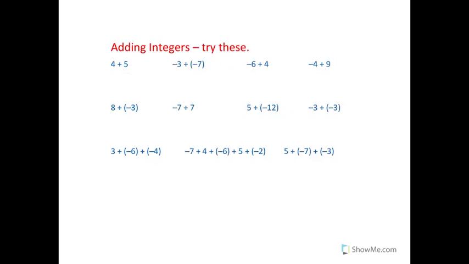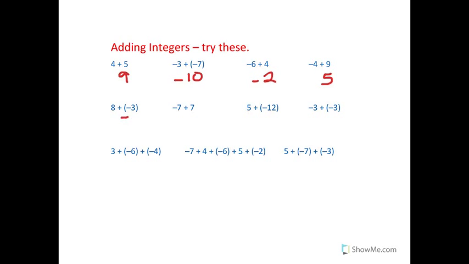All right. Now, put this on pause and practice these. And when you're done, we'll have the answers. 4 plus 5, 9. A negative and a negative is a negative 10. Negative 6, spend $6. Want to buy something for $6, you only have 4, you're short 2. You want to buy something for $4, you have $9. You've got $5 left over.